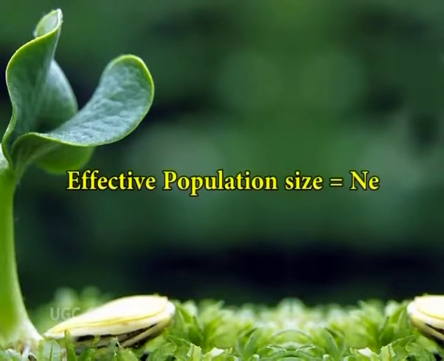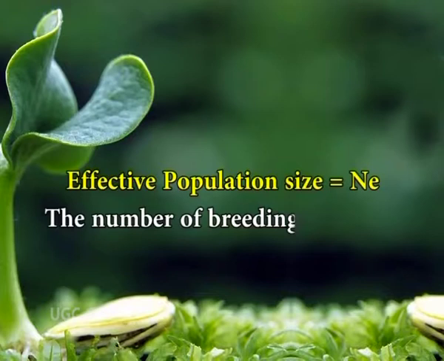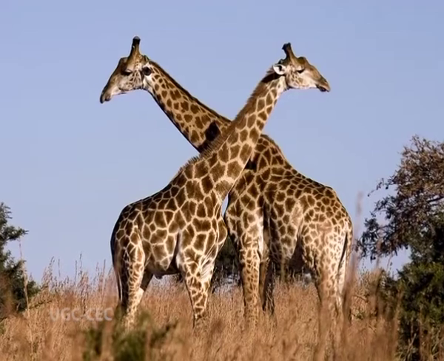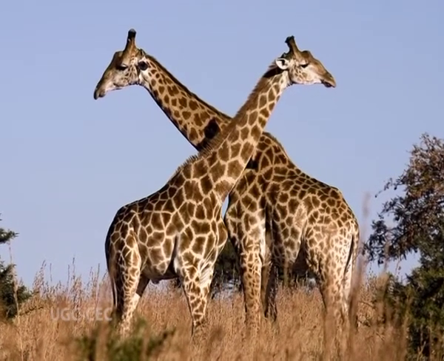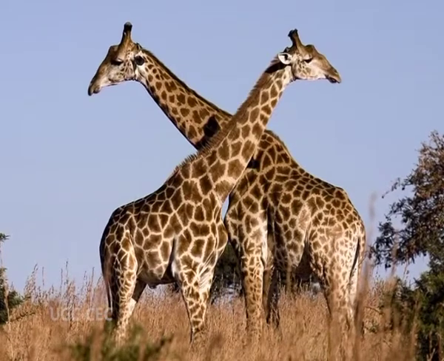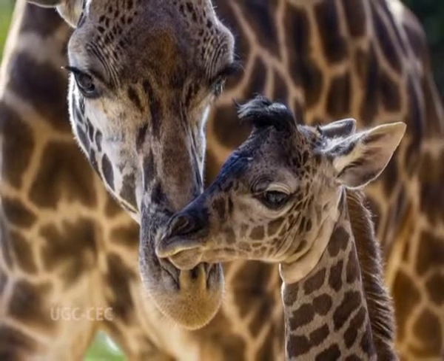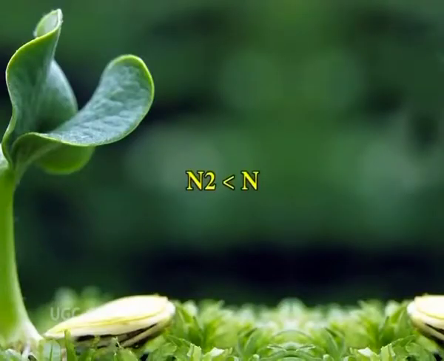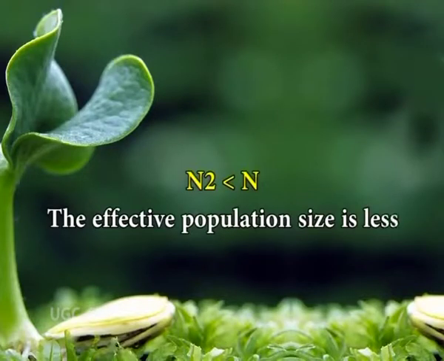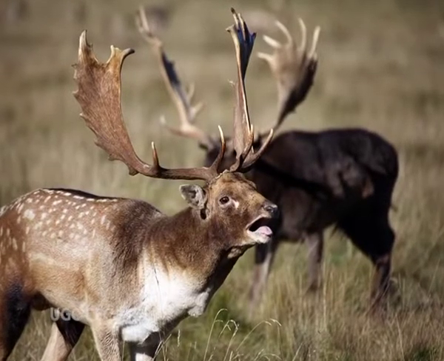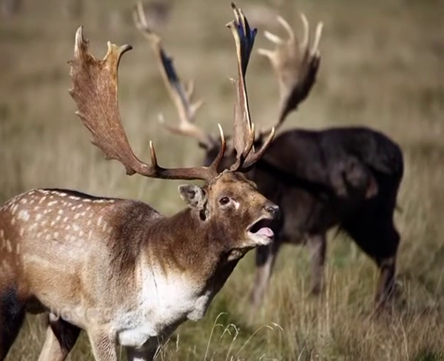The term effective population size, which is denoted as Ne, may be defined as the number of breeding members existing in an ideal population. The amount of inbreeding in the population under consideration is likely to be displayed as the same, just like the dispersion amount of allele frequencies selected randomly under genetic drift. It is generally observed that Ne is less than N, that is, the effective population size is less than the absolute population size. This difference has some very important applications in the field of conservation genetics.